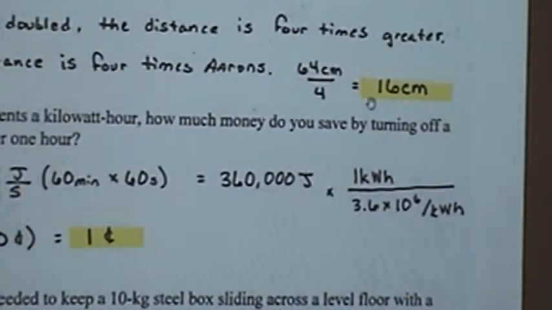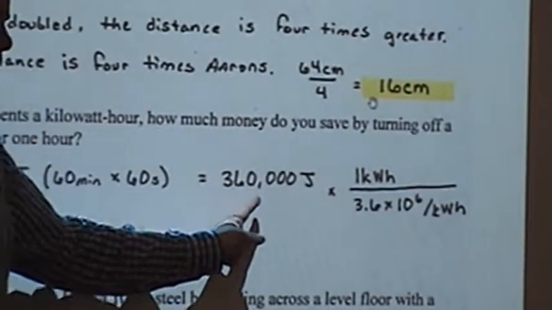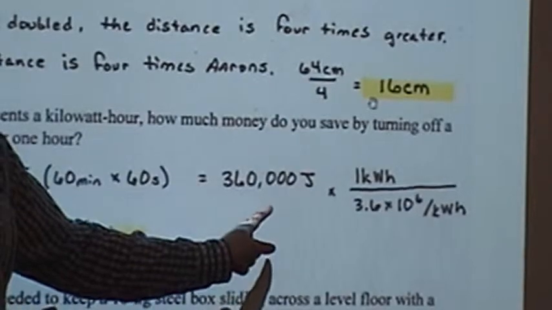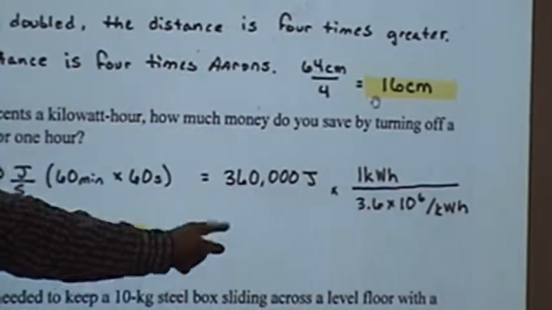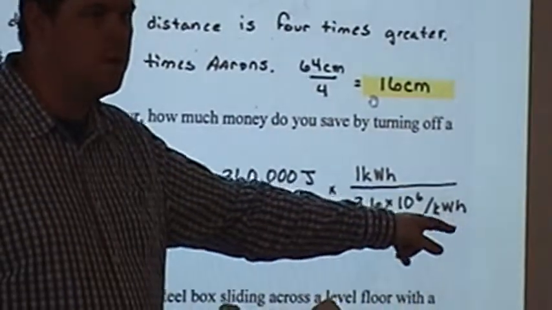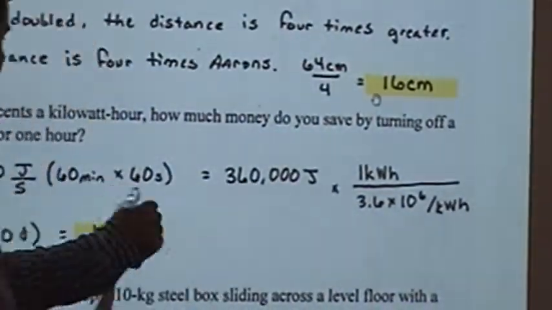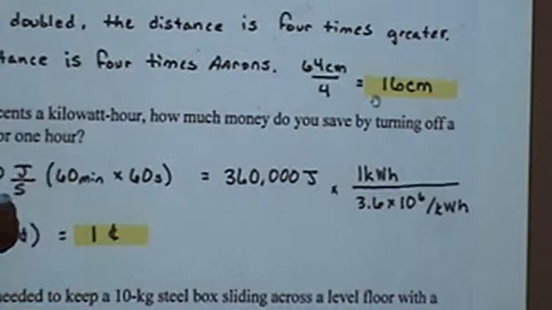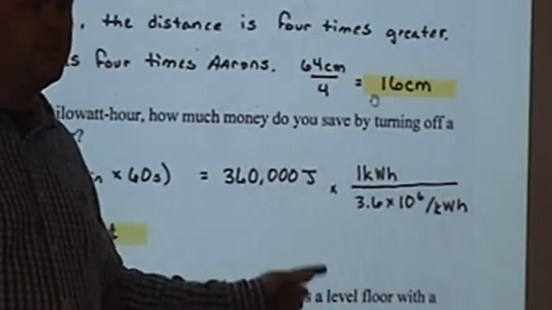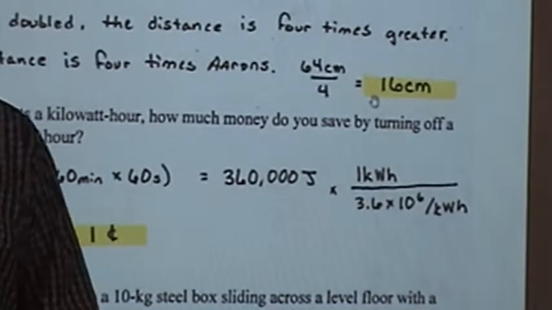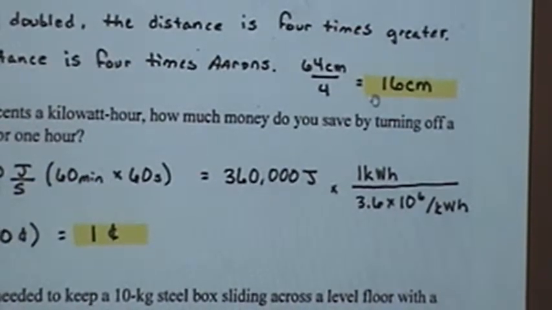Seconds would cancel out, leaving you with the total energy used or saved by turning off that light bulb for 1 hour. Now, I thought it was 3,600. 3,600 seconds times 100 joules per second will give you 360 joules. That's how much energy you save by turning off that light for 1 hour.